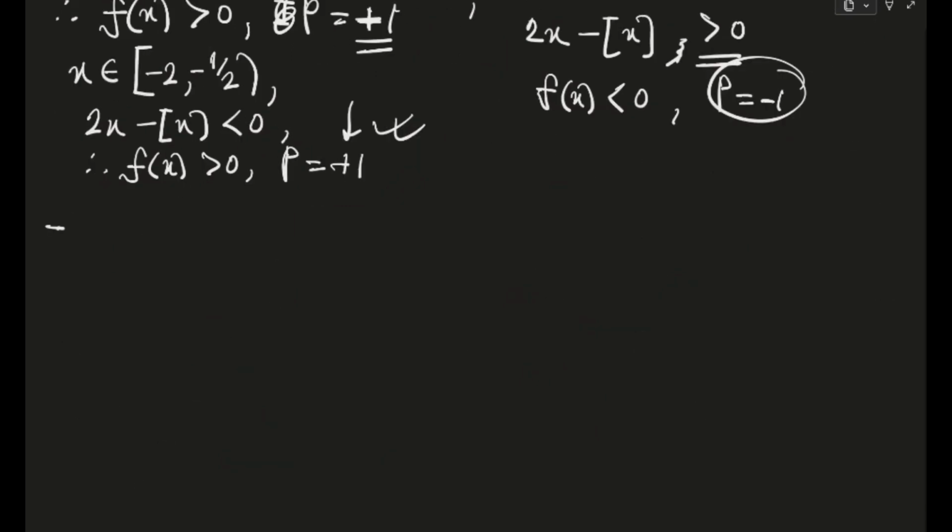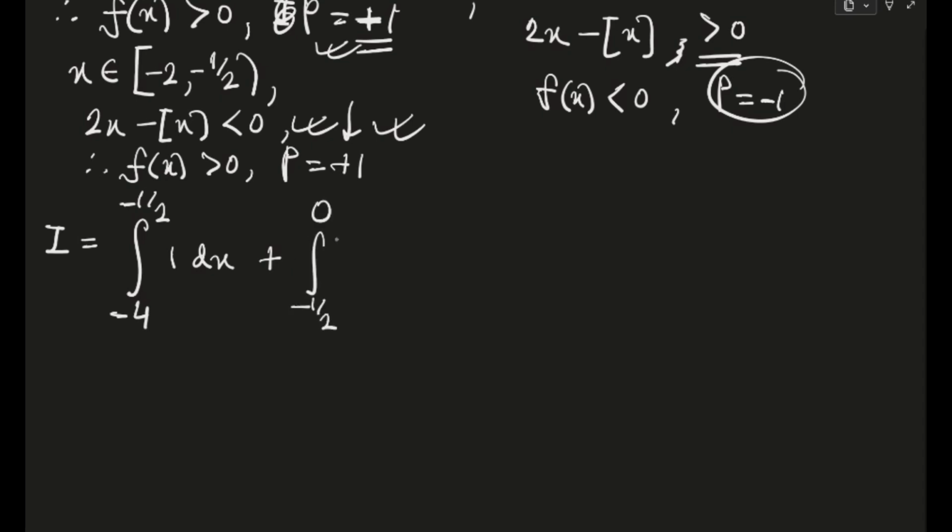So our final integral, which is I, will be equal to, I am merging the first two intervals, which we found the values to be equal to. So this will be directly integral minus 4 to minus half of 1 dx plus integral minus half to 0 of minus 1 dx. So a bit of calculation we have to do.